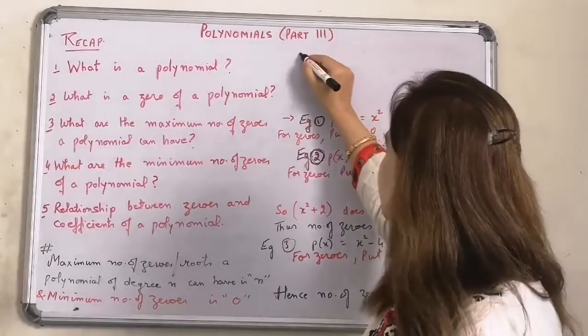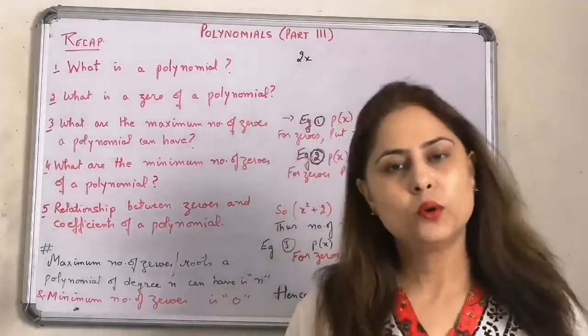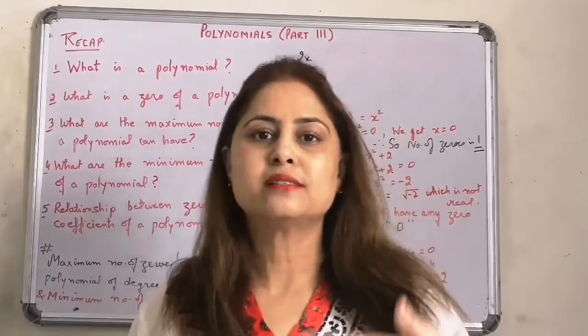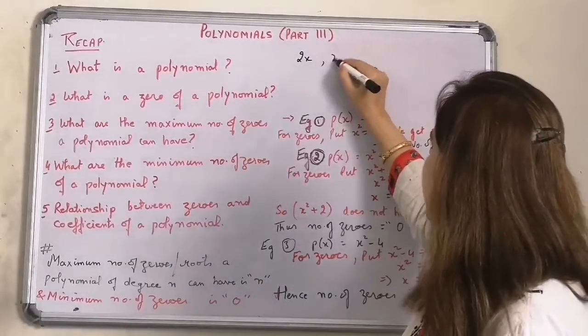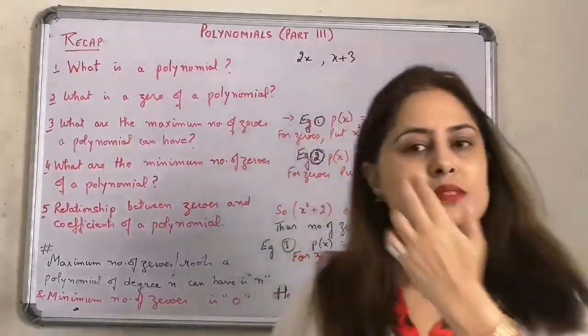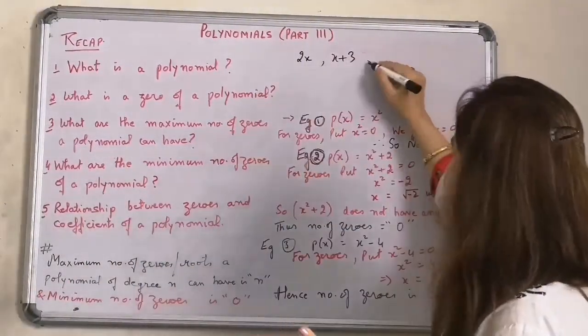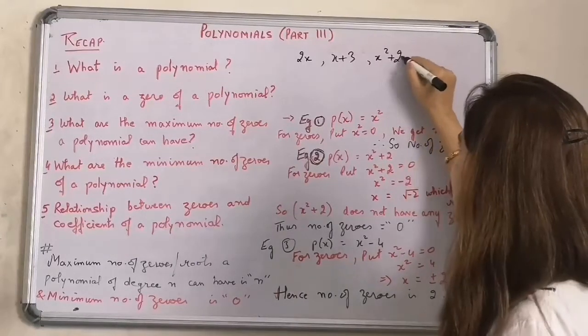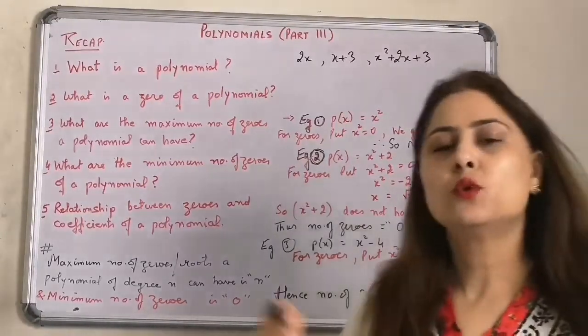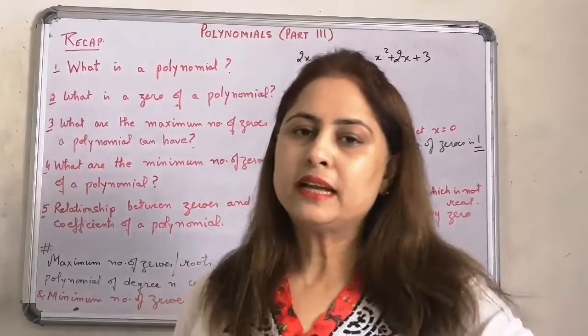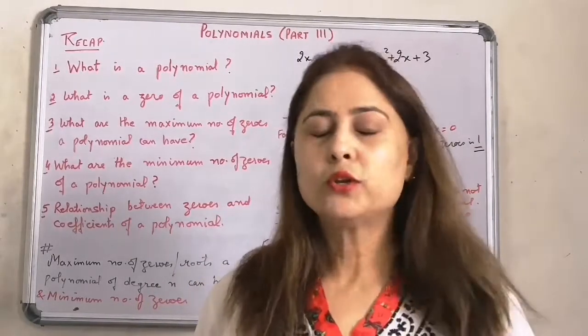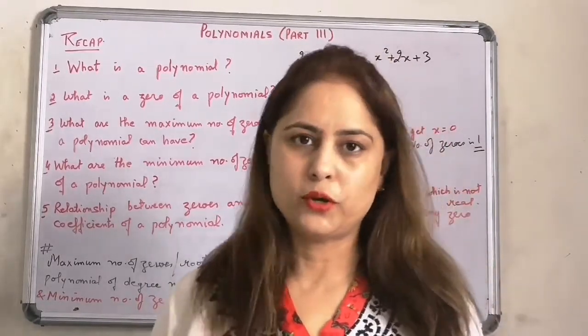an expression consisting of a single term was known as a monomial, and an expression consisting of two terms like this, x plus 3, was considered to be a binomial. Similarly, an expression consisting of three terms, something like this, is known as a trinomial. After that, the bifurcation of these polynomials was on the basis of the degree of the polynomial.